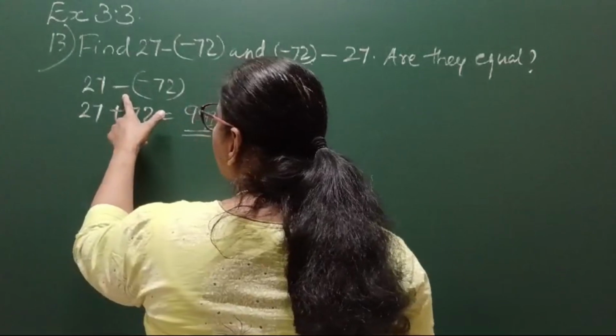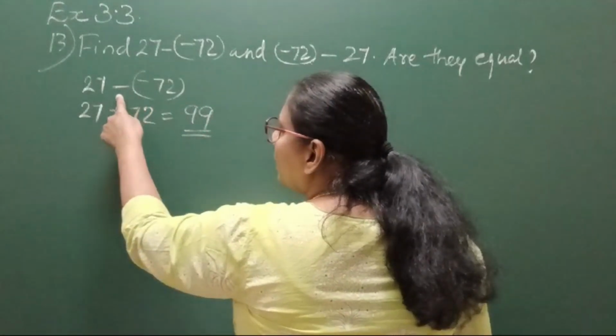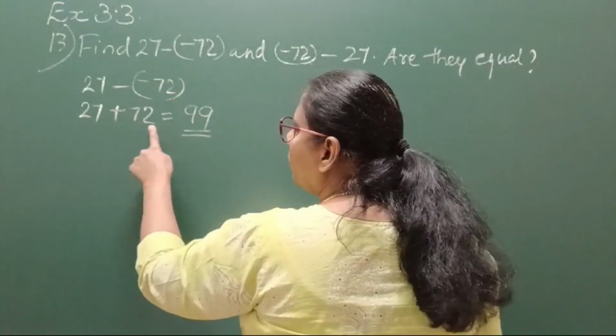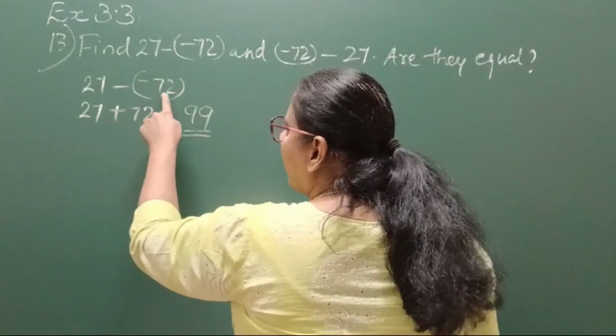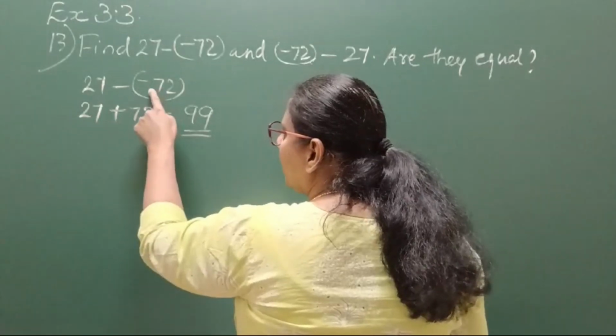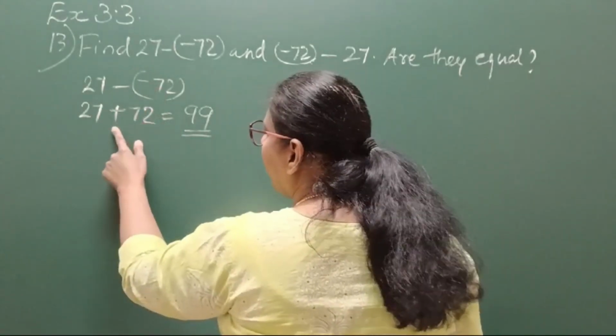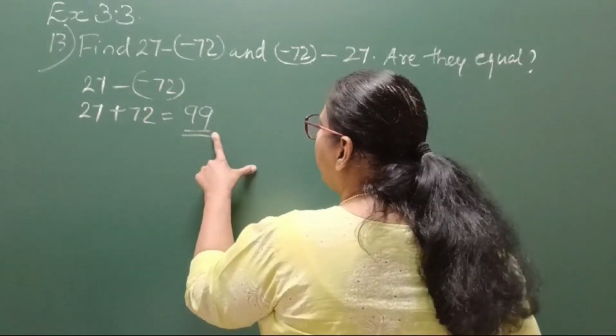To subtract integers, what we have to do? We have to use the additive inverse. So minus 72 became 72. It is a negative integer here. It became a positive integer and we have added and we got the answer 99.